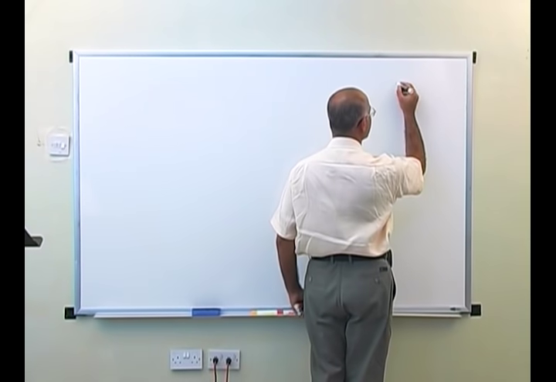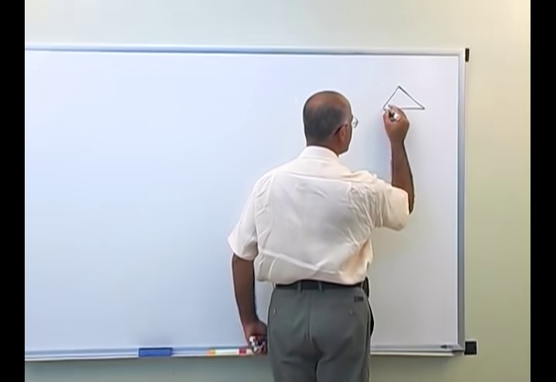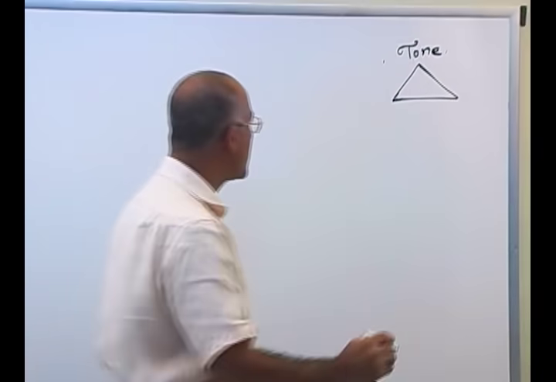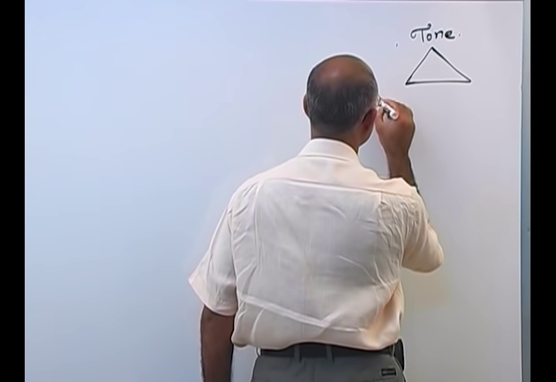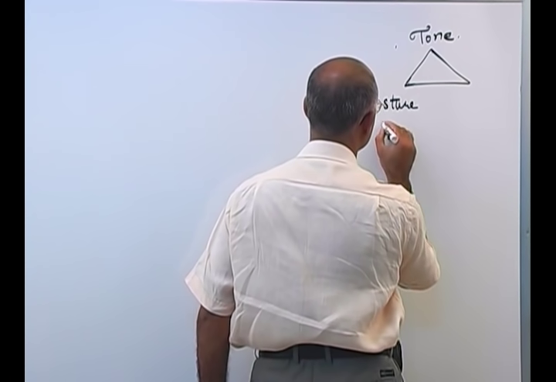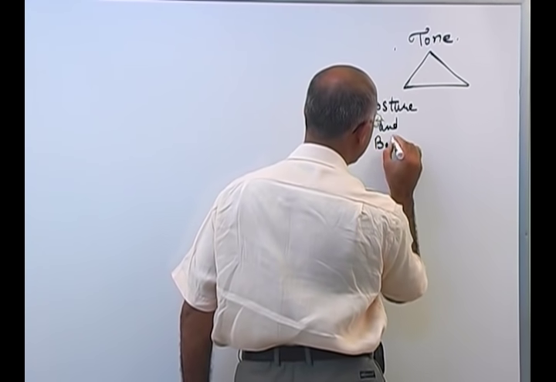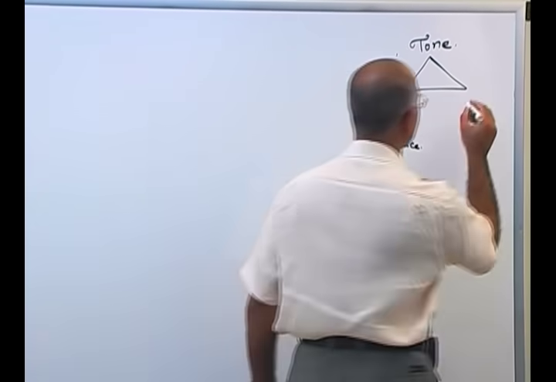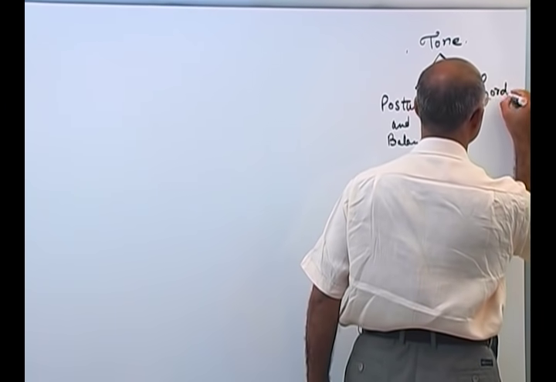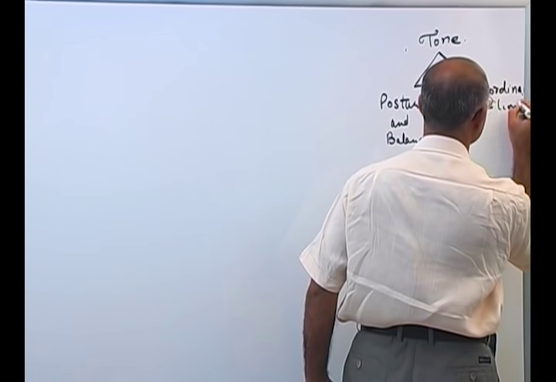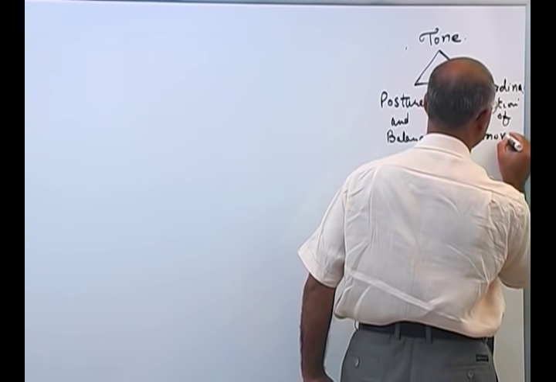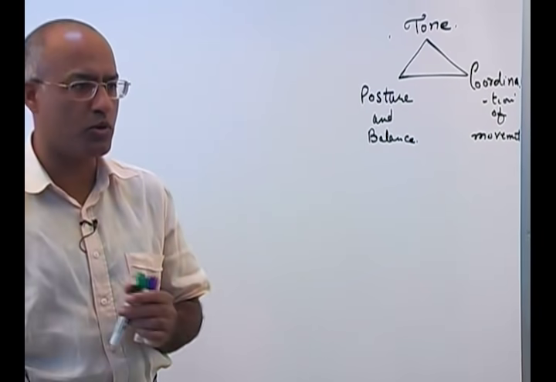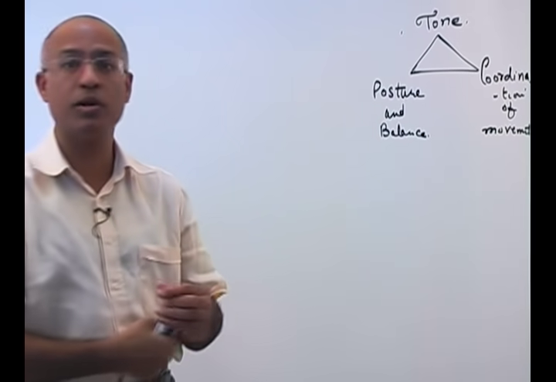Basically the 3 most important things the cerebellum is related with are the tone of muscles, posture and balance maintenance, and coordination of movements. This is the minimum you should know about cerebellum. It does more functions also, but this is the minimum you are supposed to know.